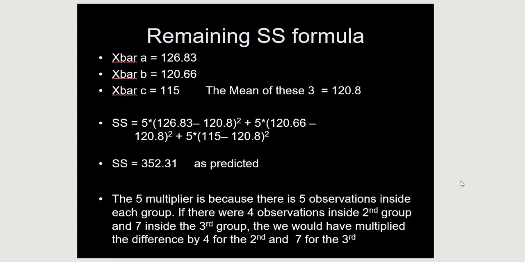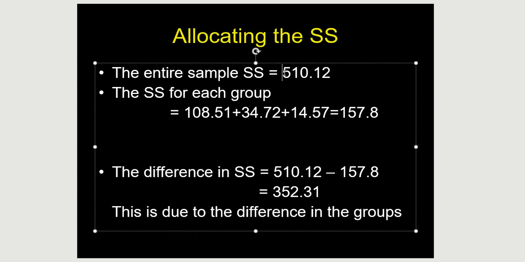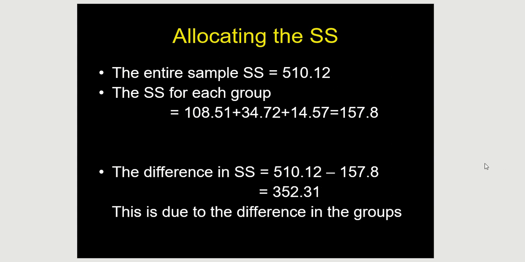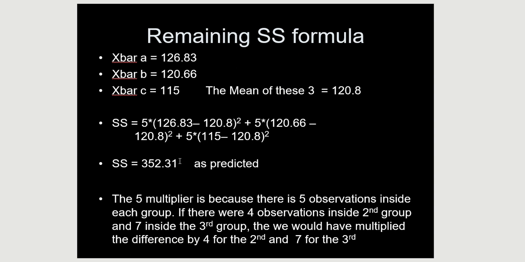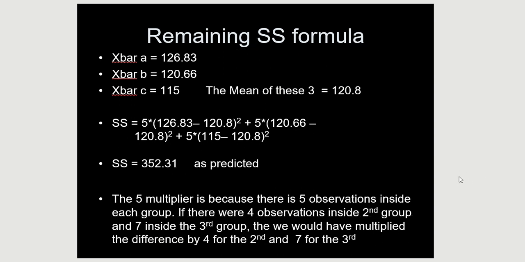So go back one slide, go back another slide. Remember, the sum of square total was 510.12. The sum of square within the groups together was 157.8. We predicted that the between was going to be 352.31, and sure enough, it came out to be 352.31. Okay. All right.